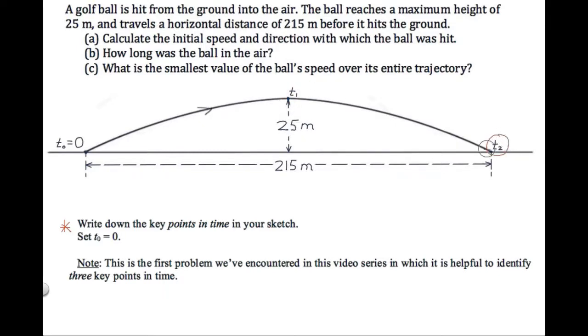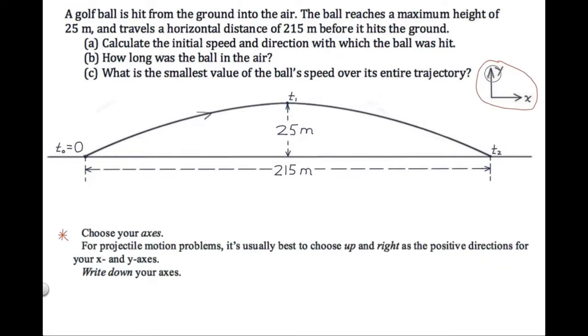Let's call the instant when the ball hits the ground t sub 2. T sub 2 is the instant when the ball stops undergoing projectile motion. T sub 2 is a key point in time for this problem because the problem tells us the horizontal distance that the ball travels between t sub 0 and t sub 2.